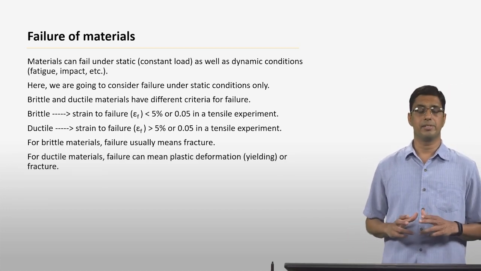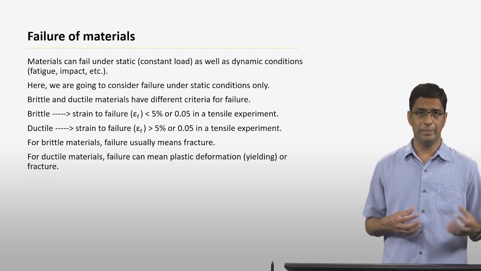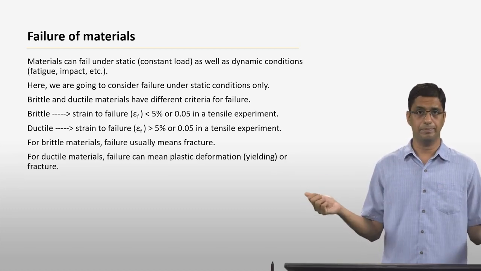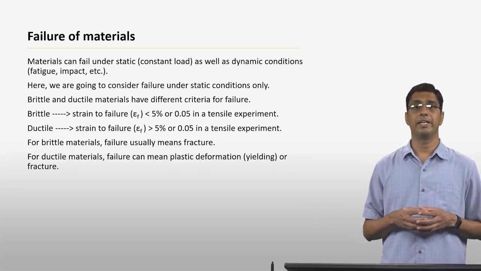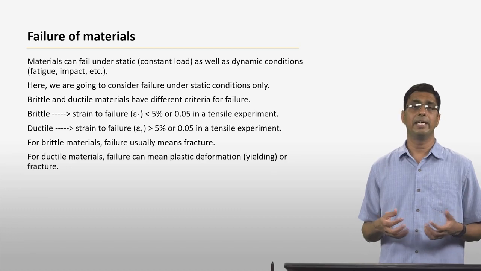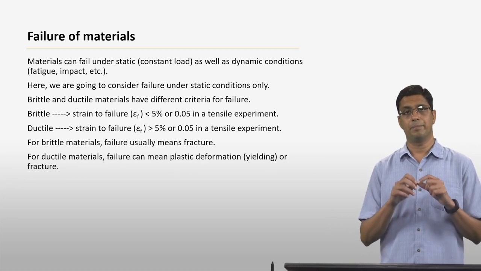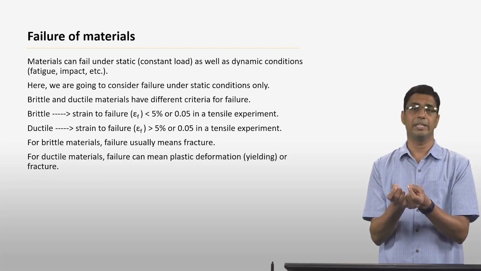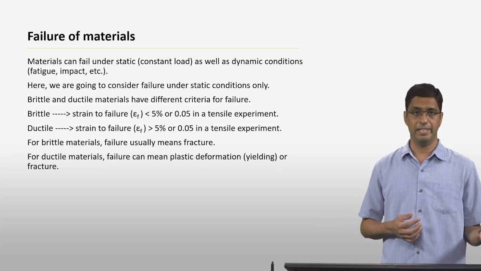Another important difference between brittle and ductile materials is how we define failure. For brittle materials, failure usually means fracture. So essentially the material splits into two or more parts. But for ductile materials, failure can mean different things. One way you can say that a ductile material has failed is if it deforms permanently, or deforms plastically. If you take a piece of copper wire and bend it, and it stays in that bent position, it means that it has undergone some plastic deformation. So it has permanently deformed. That can be considered failure in some cases.